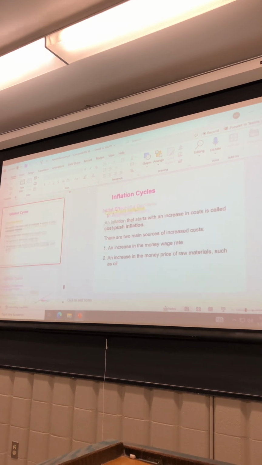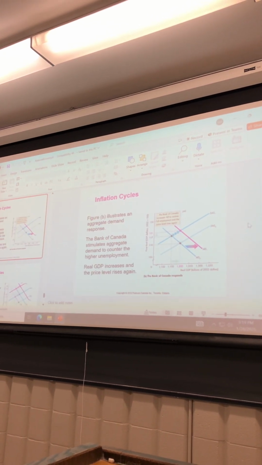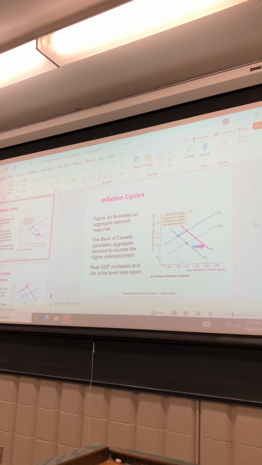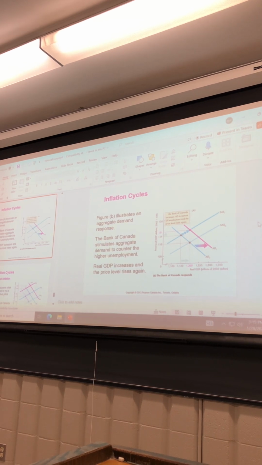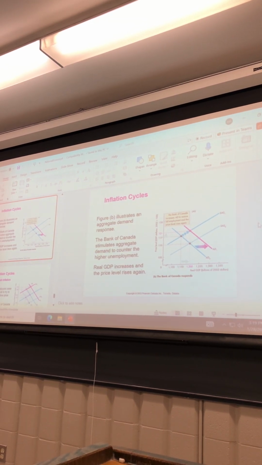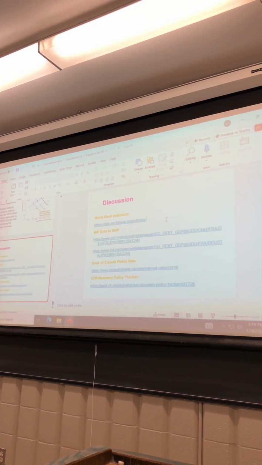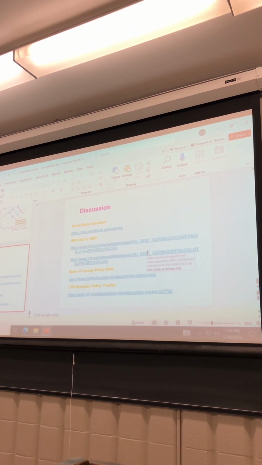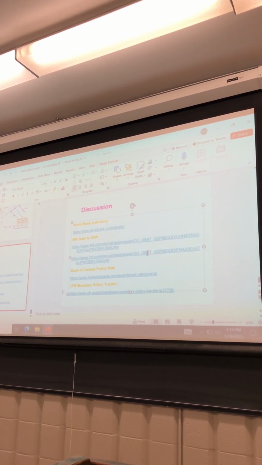And then finally, so we have the three indicators: real GDP, we have inflation rate, and we have unemployment rate. Now let's look at policies. So policy for fiscal policy is look at debt to GDP ratio.